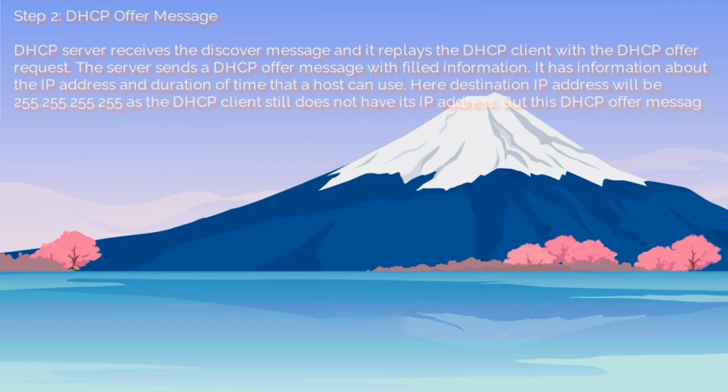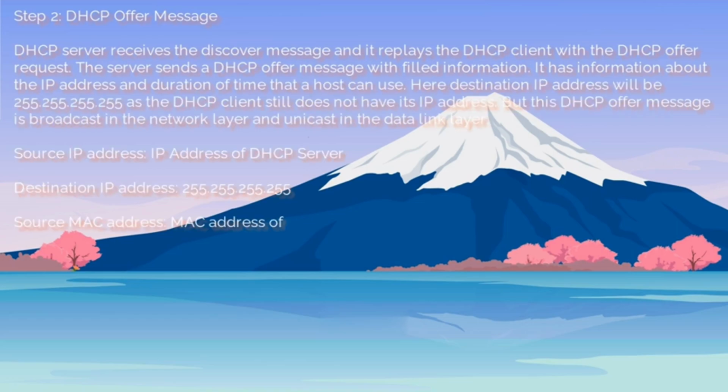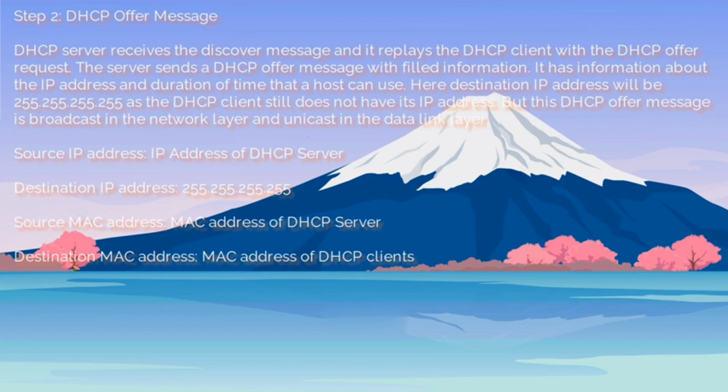Step 2. DHCP offer message. The DHCP server receives the discover message and replies to the DHCP client with the DHCP offer. The server sends a DHCP offer message with filled information. It has information about the IP address and the duration of time that a host can use it.